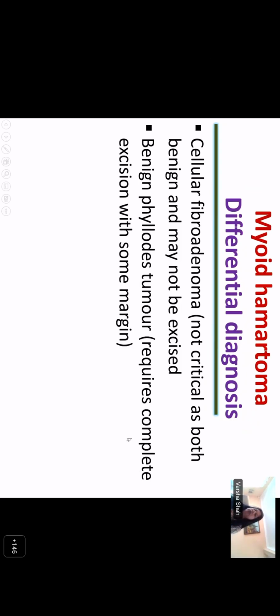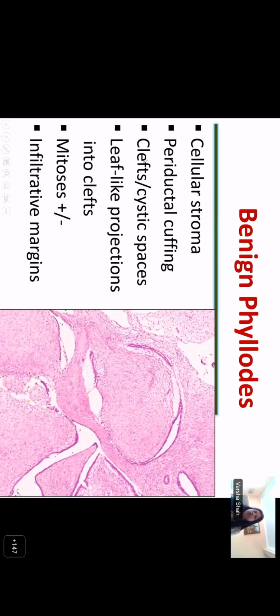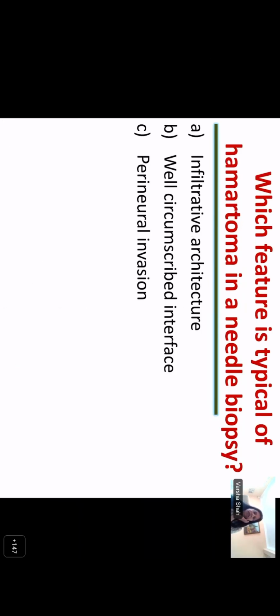As I said, differentiating cellular fibroadenoma is not critical because both are benign and they don't need to be excised. But if you call it benign phyllodes tumor, yes, it requires complete excision with margin. And I already explained to you how benign phyllodes tumor looks. We really don't have any of these features. We don't have cleft-like spaces. We don't have leaf-like projections. Other than cellular stroma, there is really nothing which would suggest benign phyllodes tumor. So this was a benign hamartoma.